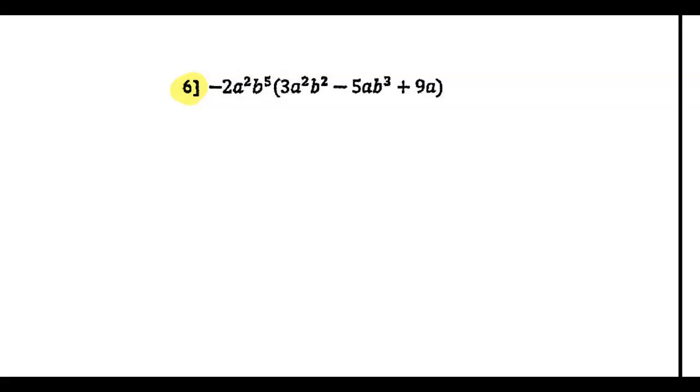First thing I'm going to do is distribute all of this to the first term. So you're going to multiply negative 2 times 3, which is negative 6. What do I do with the exponents? Add. So 2 plus 2 will give me 4 on A. B will be 5 plus 2, which will be 7. Distribute to the next term. So this will give me positive 10 because 5 times 2 is 10.